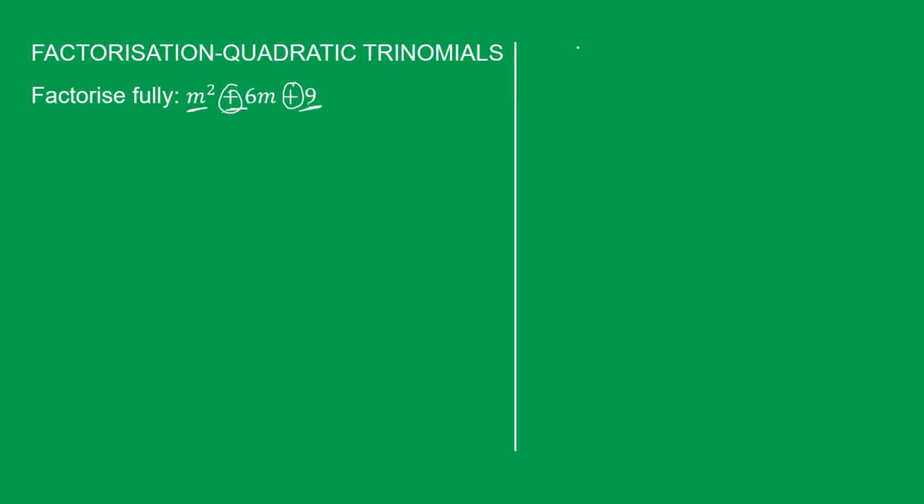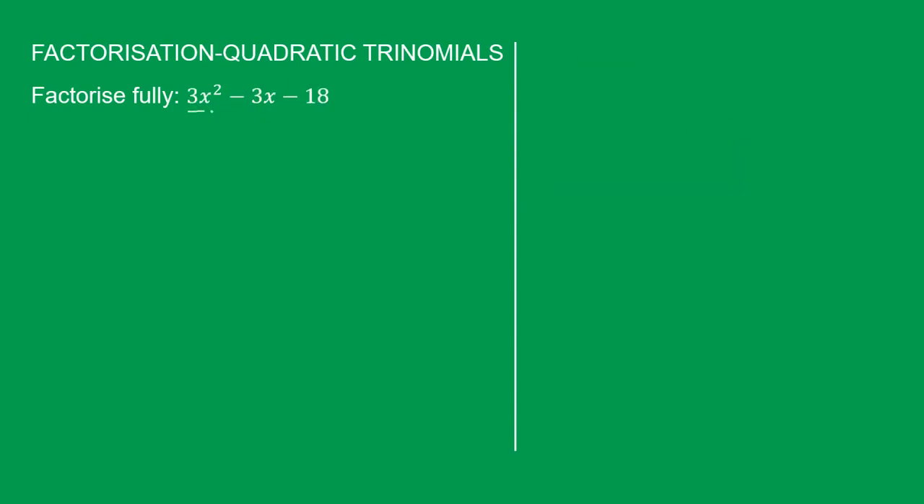So which factors are those? So 9, we have 1 times 9, and then we have 3 times 3. Yes, 3 times 3 will give us 9, and then 3 plus 3 will give us 6. So our two brackets will be m plus 3, then times m plus 3, which is m plus 3 squared.